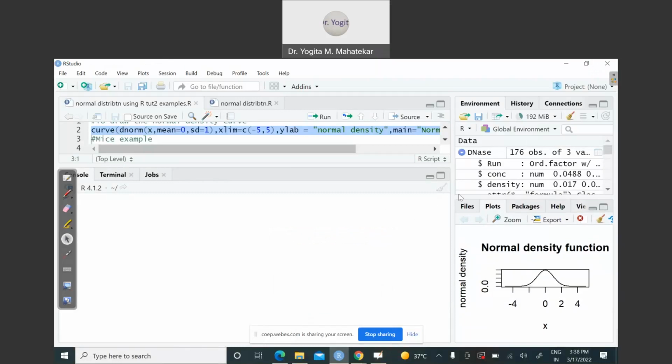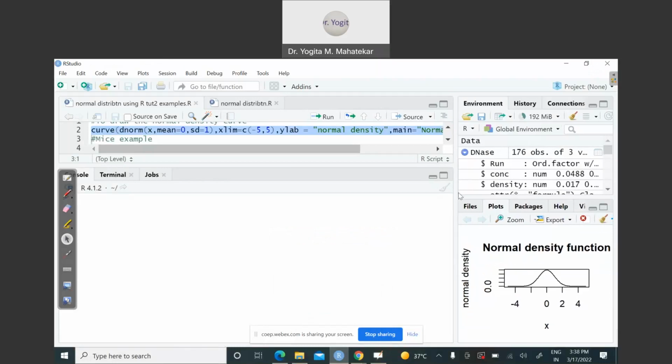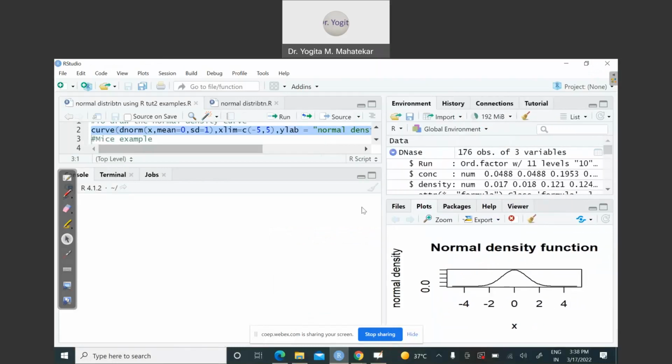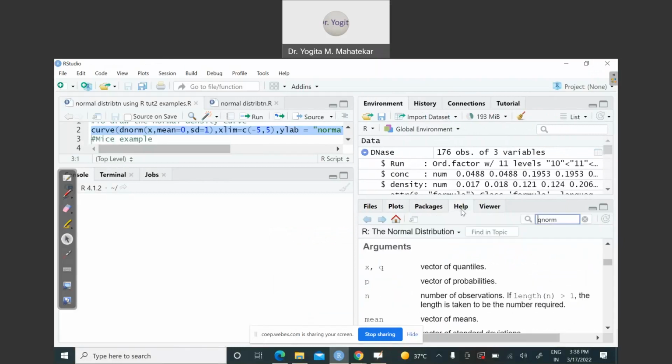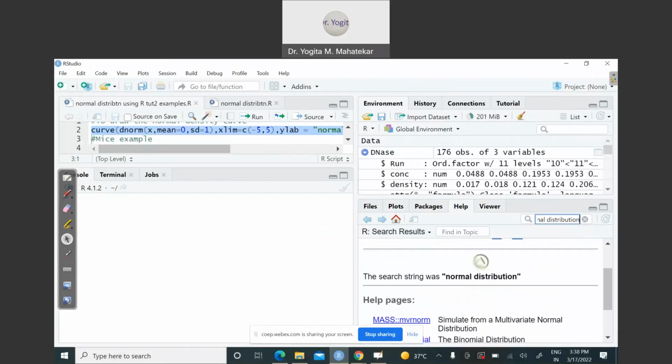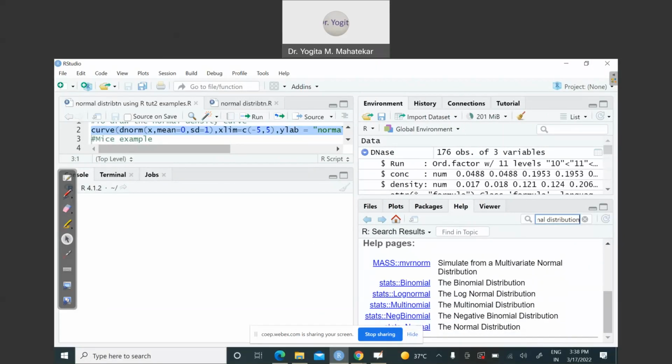In help, in files and plot window, we can take help, visualize the commands which are based on normal distribution. So suppose simply I type normal distribution in files and plot window, we will get the information corresponding to the distribution. So here we can see what is meant by a normal distribution, what is binomial, and so on and so forth.